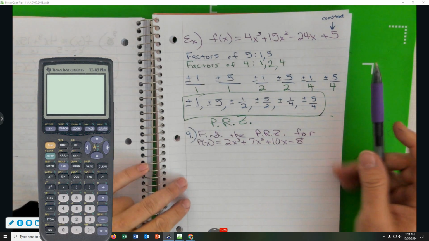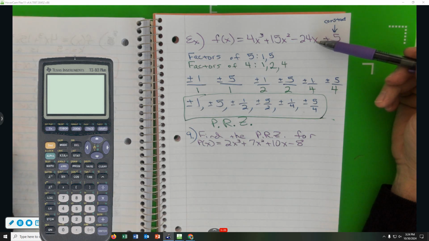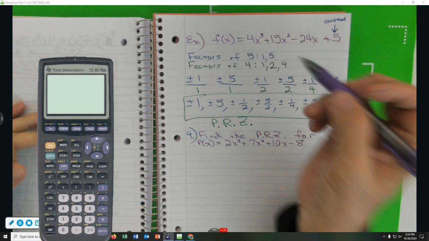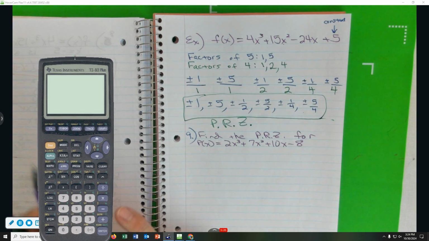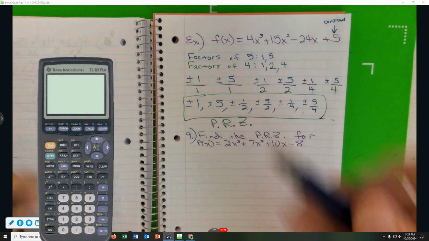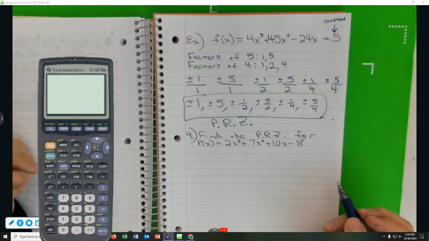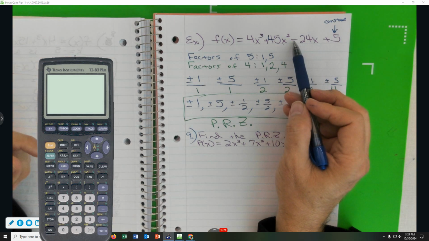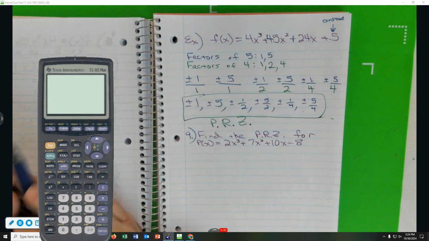While this example is written here, suppose I change the problem. I'm going to change that 15x squared to a 45x squared. Okay, I changed that to 45x squared. I'm going to change this next term here from a minus 24x to a plus 24.